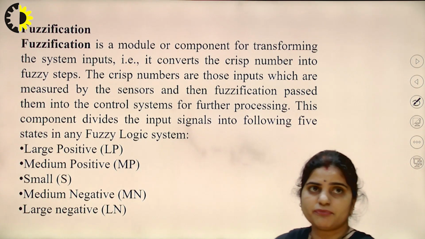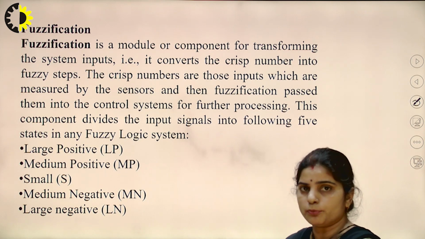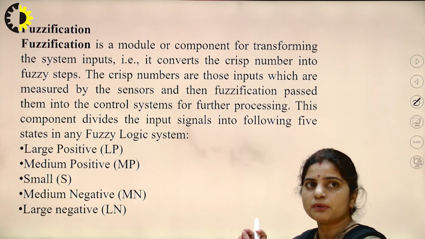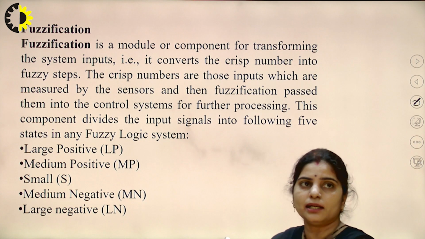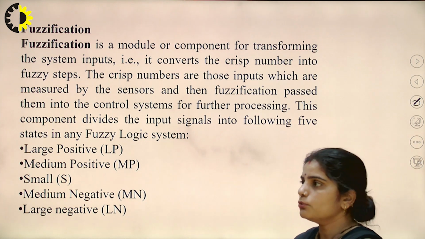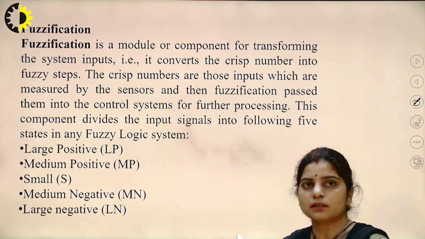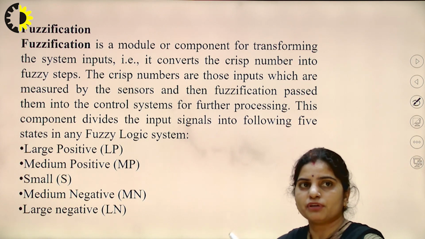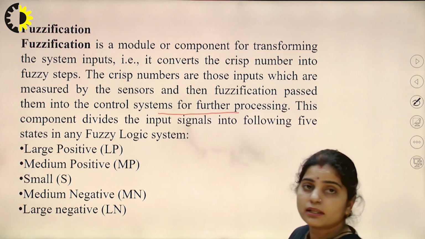Next one is fuzzification. Basically, this is a module or a component which transforms the system inputs. Means this module, fuzzification, converts the crisp numbers into fuzzy steps. Whatever input we are getting at the initial level, that particular fuzzification module converts those crisp numbers into fuzzy steps. These crisp numbers are nothing but the inputs which are measured by the sensors, and after that the fuzzification passes them into the control system for further processing.